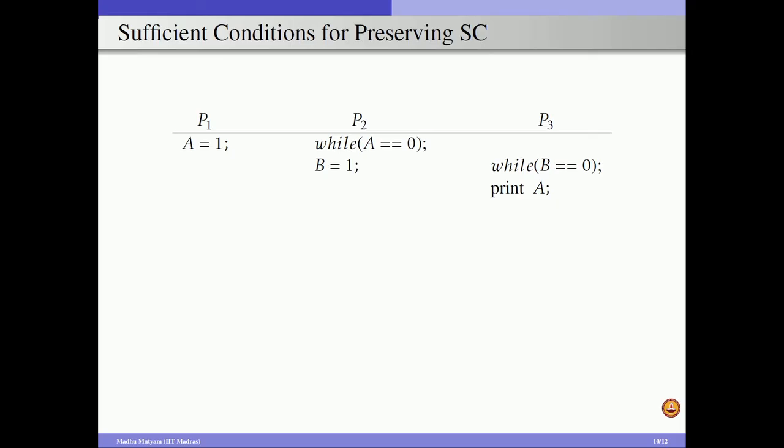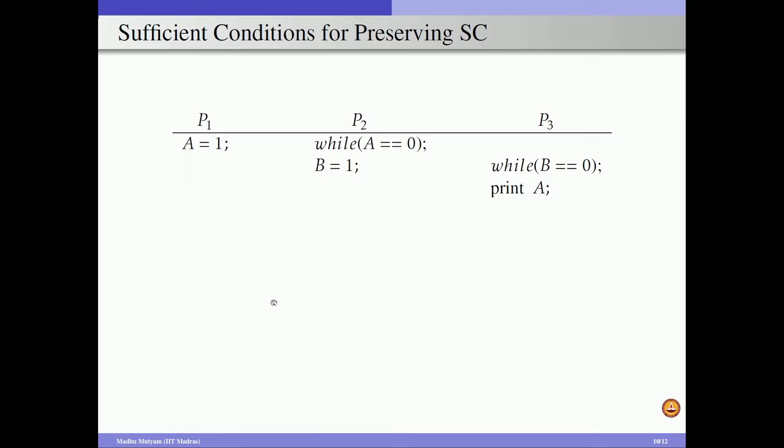So, consider a piece of code. Here we consider 3 cores in our system, where in core 1 we are executing a store instruction, that is a = 1, and in core 2 we are executing a branch instruction, that is a while (a == 0) condition, and then there is a store instruction b = 1. And then in core 3 we are executing a while condition on b, and then we are printing the value of a.